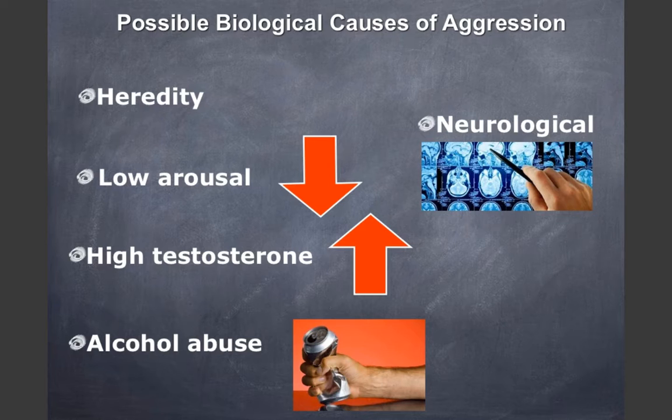High levels of testosterone have been correlated with some forms of aggression, such as intimate partner violence in both men and women. As for neurological factors, brain tumors and other neurological diseases have been linked to aggressive behavior, and as many of us probably already know, so has alcohol abuse. For some people who are intoxicated, it accounts for the majority of murders and most other violent crimes.